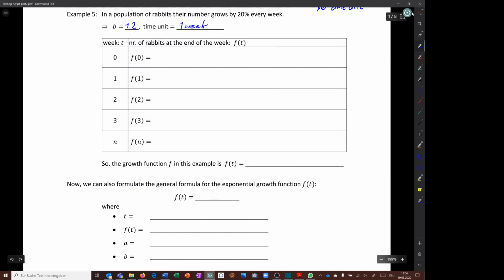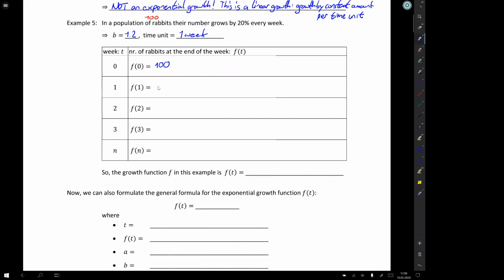And now let's write down the numbers. How many rabbits are there at the end of the week? Well, I'll start with week 0, which means f of 0 is just the number at the beginning. So it's just 100. How many rabbits are there after 1 week? Well, we have the 100 rabbits that are growing by the factor 1.2. So 100 times 1.2, which is 120. Or just formulating it more generally, let's call it A, the starting amount, and we have this factor B, 1.2. So we have actually just A times B.